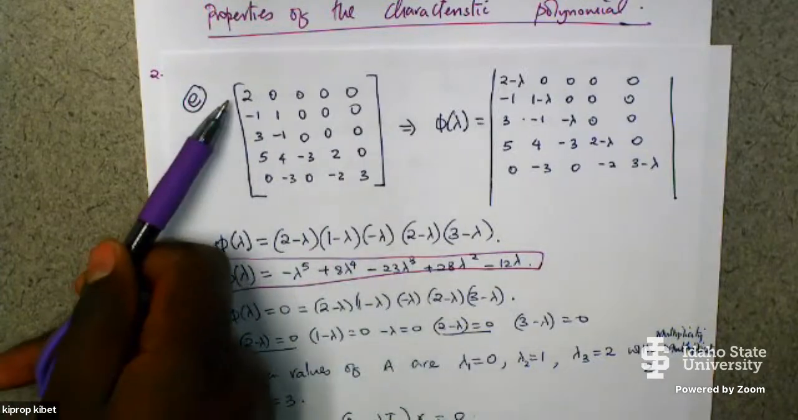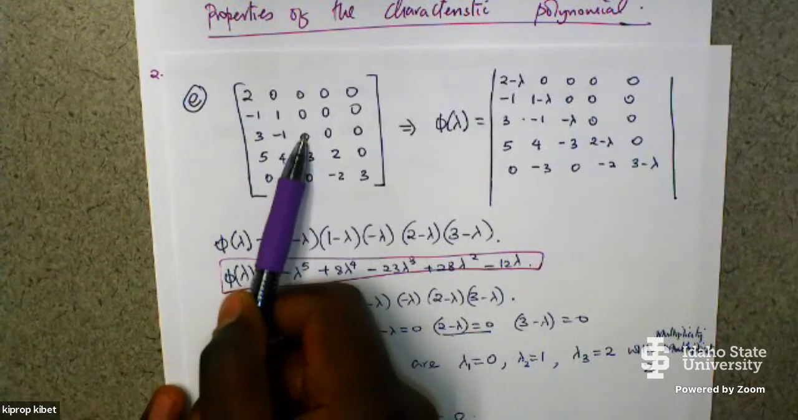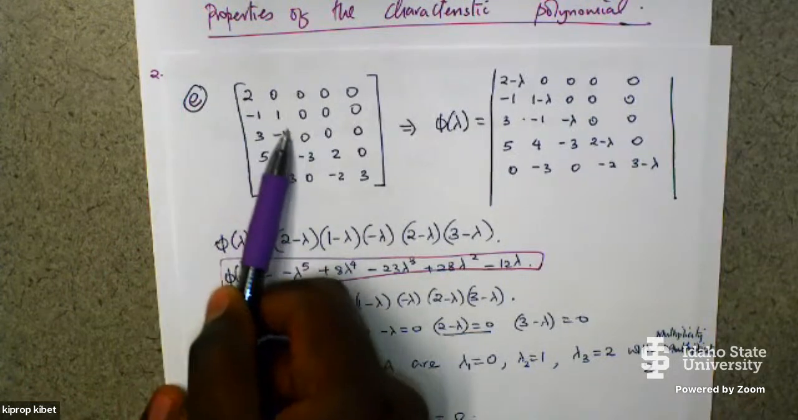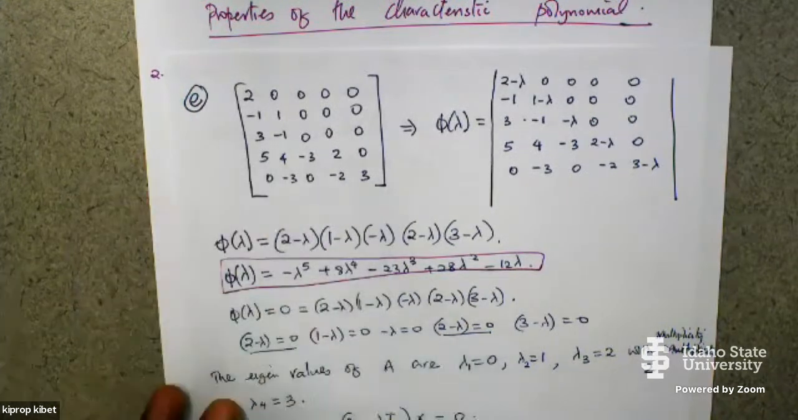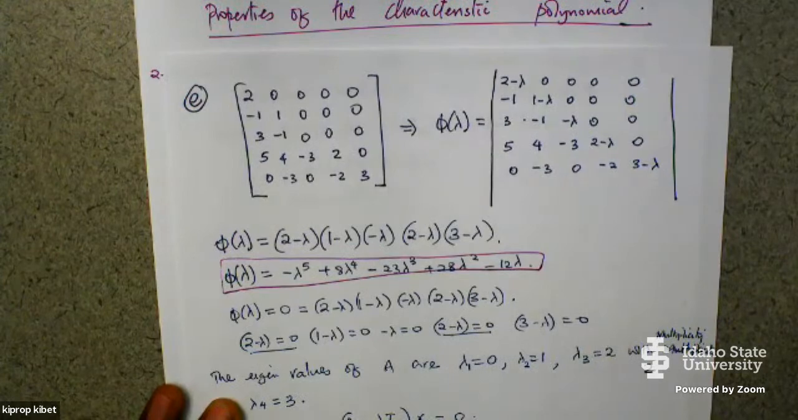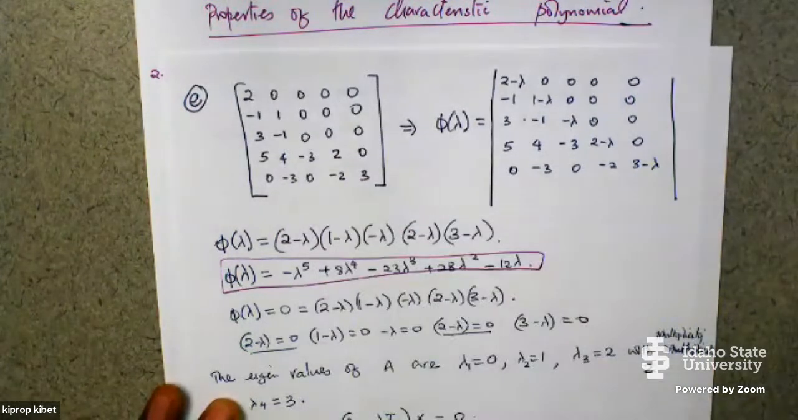Now, if you look at the leading diagonal here, there is a 0 here. If you multiply everything on the main diagonal, it will give you 0. Basically, the determinant of this matrix is 0.